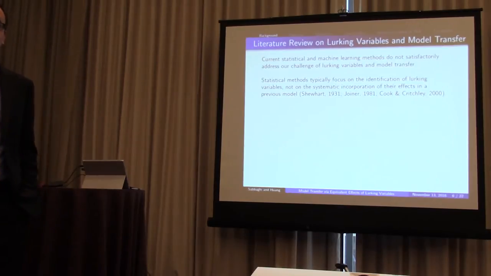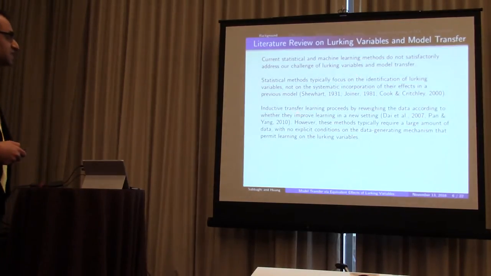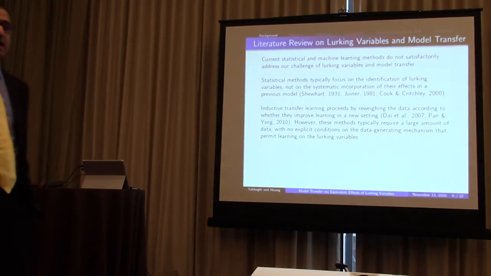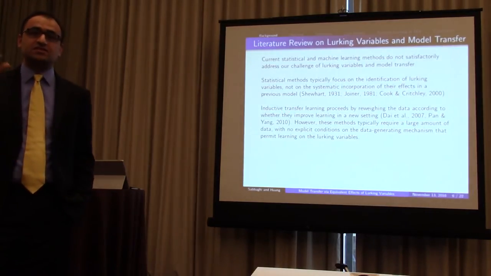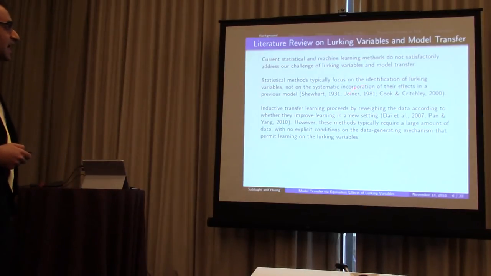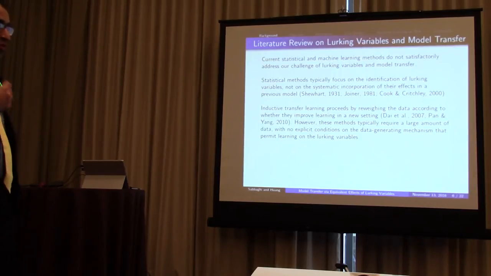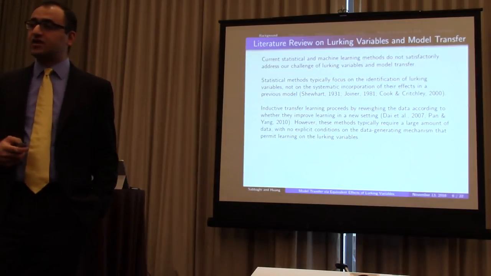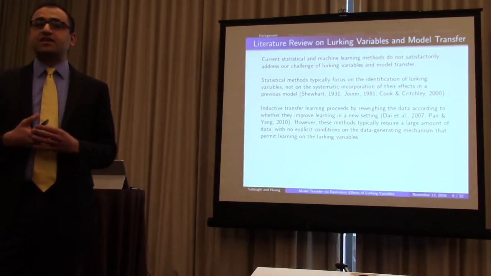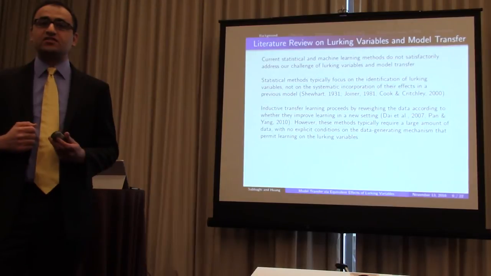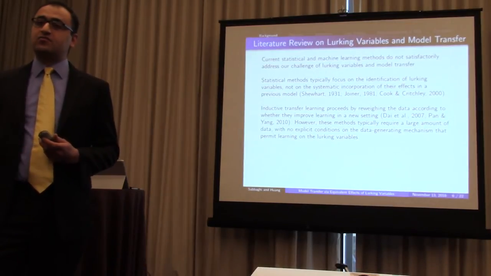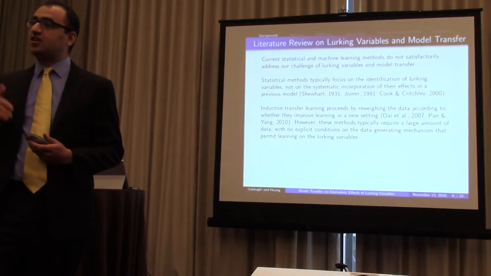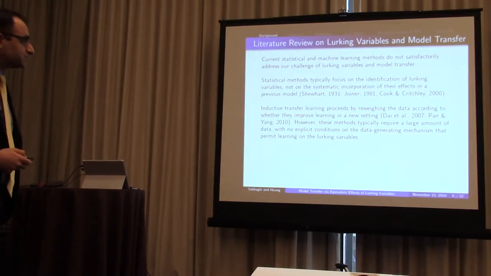Indeed, when it comes to transfer learning, the computer scientists have a great deal of methods to offer. The specific type of methods fall under the class of inductive transfer learning methods. This is a branch of machine learning. And these methods generally proceed by reweighting data from previous settings according to whether they improve or fail to improve learning in new settings of lurking variables. So basically, those data in previous settings that improve learning in the new setting are upweighted, and the data in previous settings that don't improve learning are downweighted. It's basically a reweighting strategy.